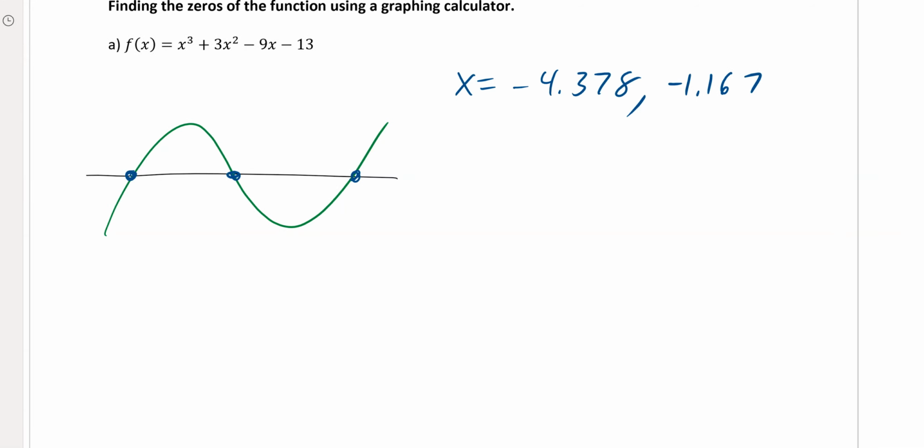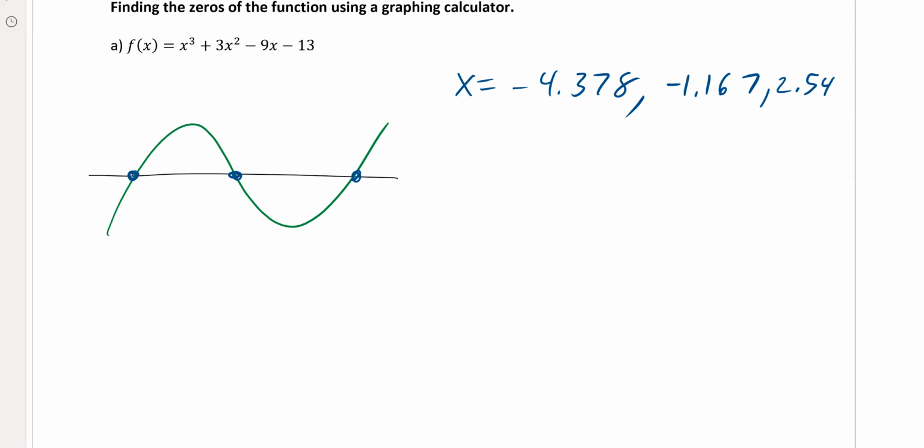And 2.545. And that's it. That is really it. There's your zeros. The other way to do it is to use your TI-84 calculator.